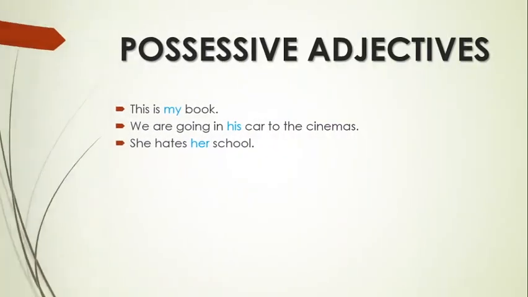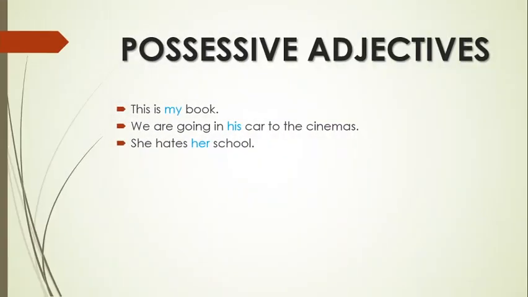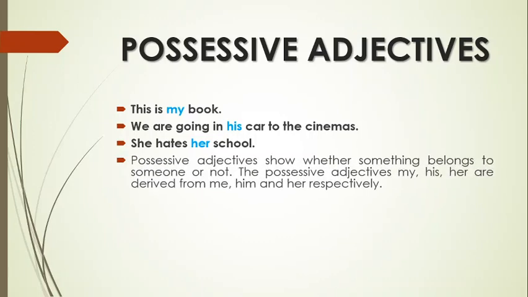Next, let's discuss possessive adjectives. This is my book. We are going in his car to the cinemas. She hates her school. My, his, her. Possessive adjectives show whether something belongs to someone or not. It is always linked with a noun.